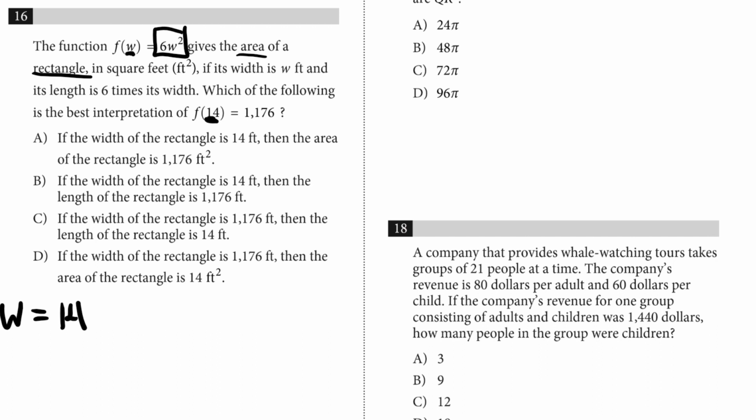So 1176 must be equal to the area of the rectangle. A says if the width of the rectangle is 14, then the area of the rectangle is 1176. And that's the answer.